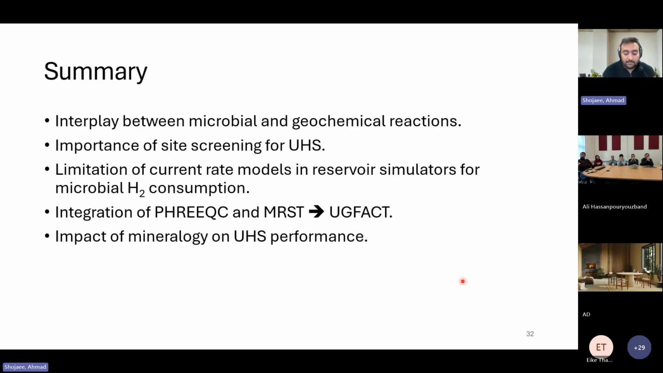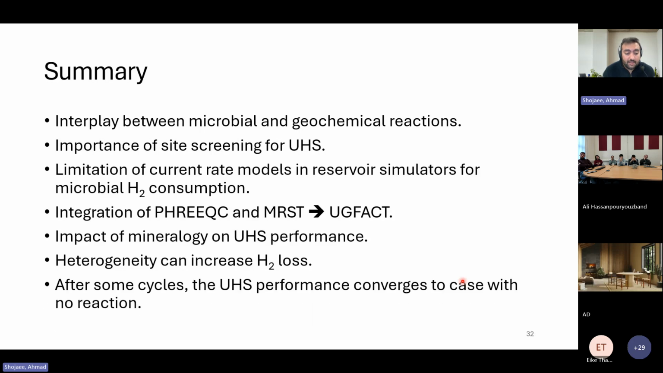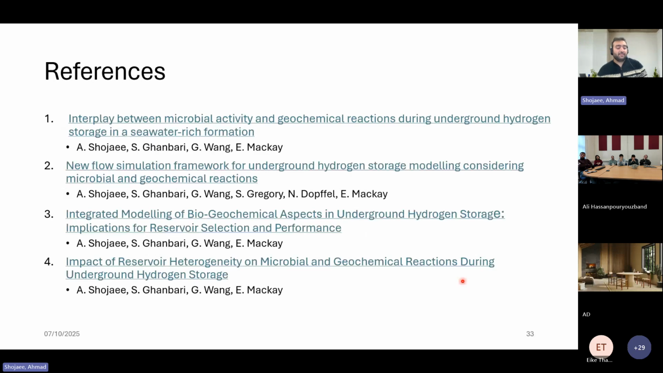We found the importance of the impact of mineralogy on UHS projects. We found that heterogeneity can increase hydrogen loss. And another important finding is that after some cycles, UHS performance converges to the case with no reaction. And here are the references that are the outcome of this PhD. And there will be a couple of papers in the future, I hope. Thank you for your listening, and I'm here for your questions.